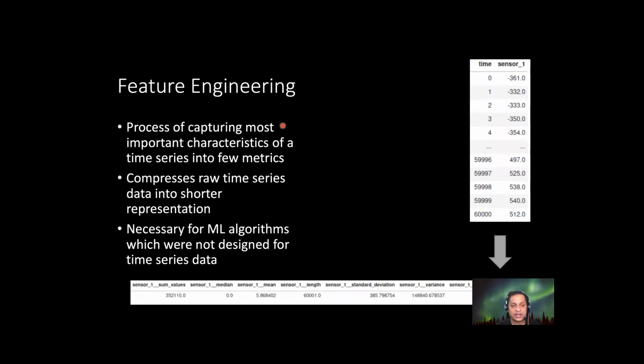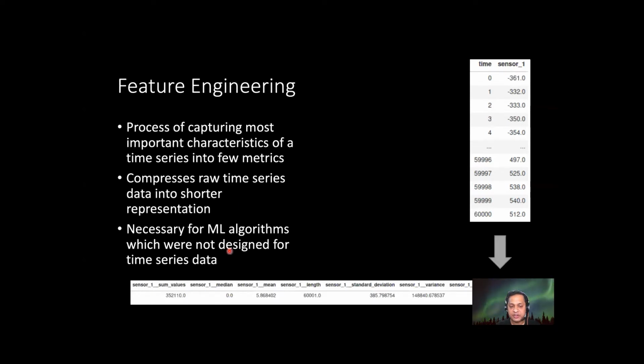To address these challenges, we use something called feature engineering. In feature engineering, we try to capture the most important characteristics of a time series into few metrics. For example, here I have a long time series with 60,001 observations. I can start representing this time series in terms of few metrics like mean, median, maximum, minimum, etc. That way, I compress a raw time series into a shorter representation.